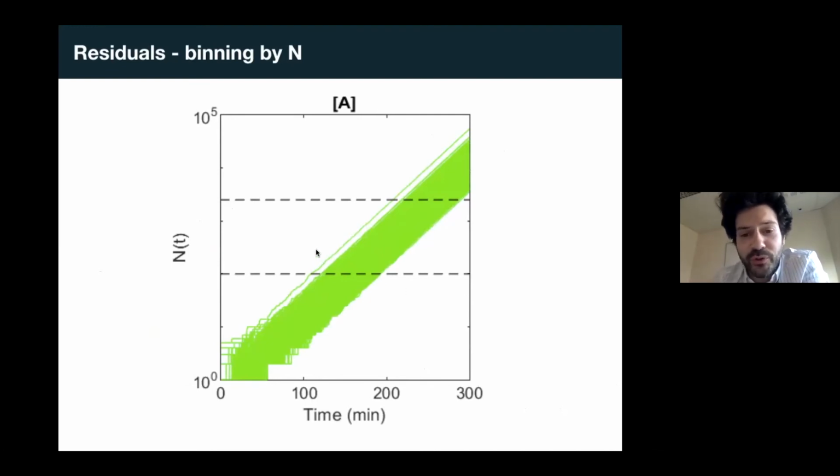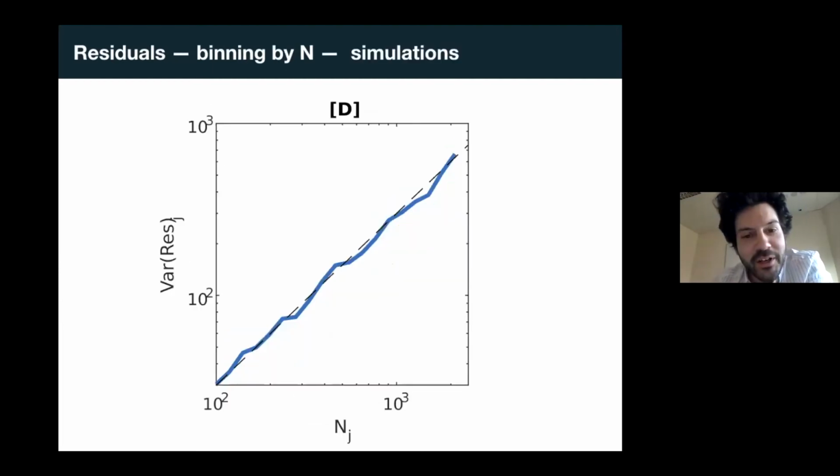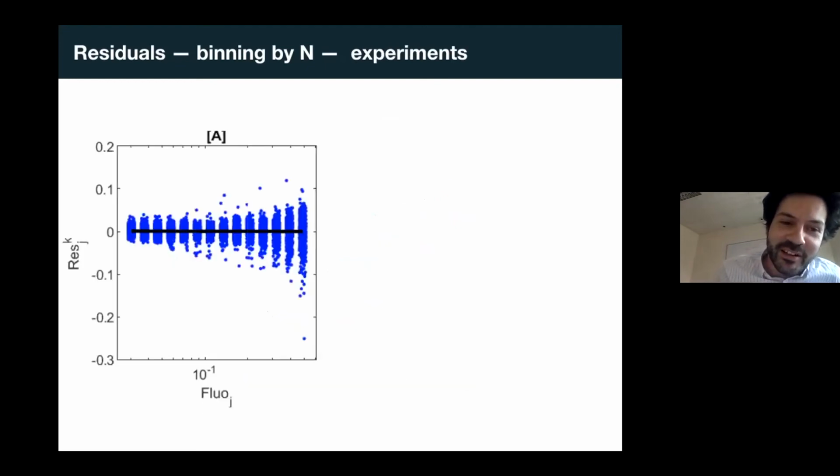Rather, what you should do is bin the residuals not as a function of time, but horizontally. You should bin according to n. You should look at the residuals depending on the number of cells n here, and then things work more or less, and you'll see where's the more, where's the less. So the variance of the residual as a function of the number of cells is a linear function. That's what theory predicts. These are simulations. Simulation and theory agree. That's good. And then these are experiments.